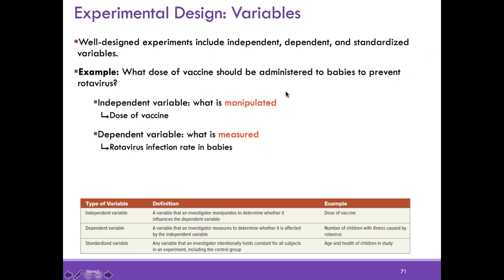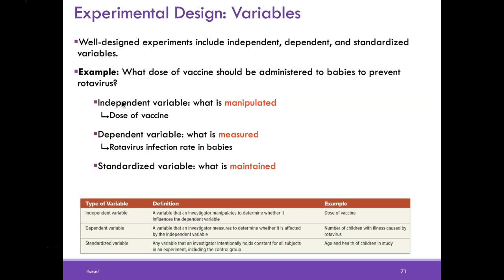So what we want to do is we manipulate the independent variable, we change the independent variable, like the dose, and then we measure the dependent variable to see what the effects are, right? So depending on the different dose of vaccine, we're going to measure the infection rate in children. And then we're going to see, does the dependent variable, does the infection rate depend on the dose?